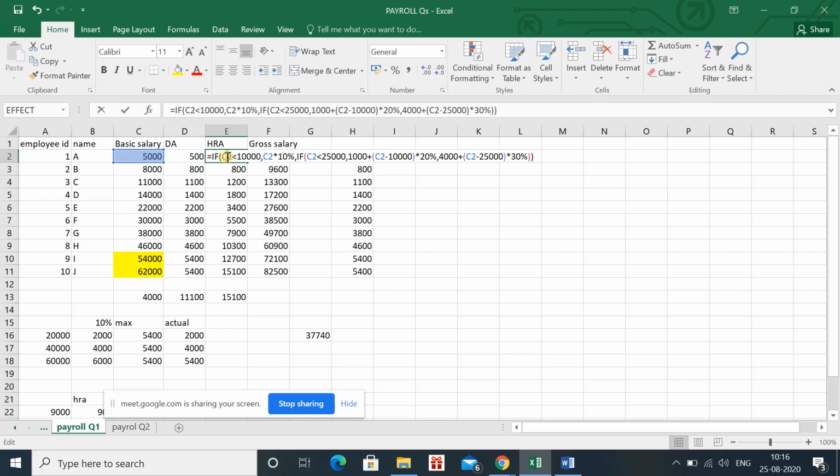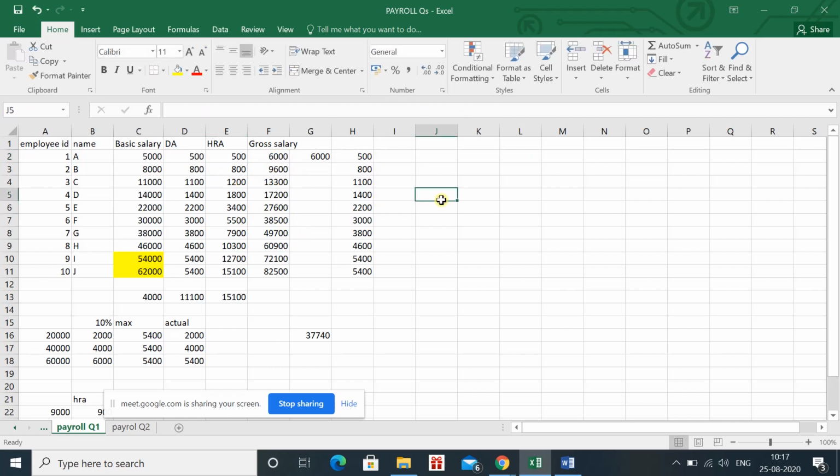For HRA, in case of HRA, we have to apply the if function. In case of if, you can apply the condition. You can see that in case of if we are giving the test. Suppose I first apply it for you in a simple way.